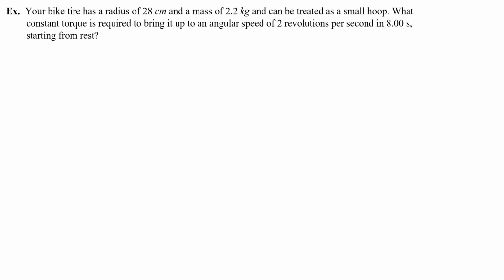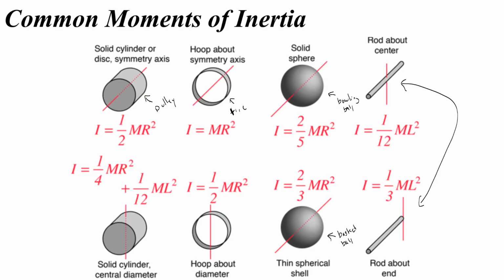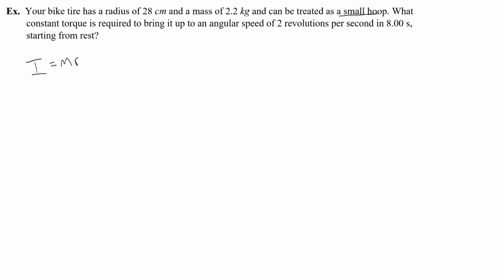Your bike tire has a radius of 28 centimeters and a mass of 2.2 kilograms and can be treated as a small hoop. Okay, so right away, I would think, all right, small hoop, what is the moment of inertia for a small hoop? Well, if I look up my common moments of inertia, hoop about the symmetry axis, so m r squared. So I'll go ahead and write m r squared. You can use lowercase or capital, it doesn't matter to me. And then off to the side, I'm going to say r is not 28 centimeters, but 19 centimeters, or 0.19 meters. Okay, great. Off to a good start.